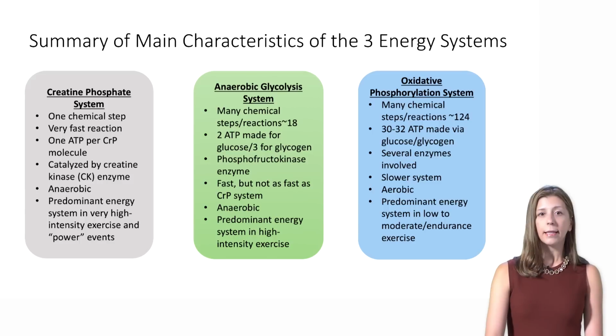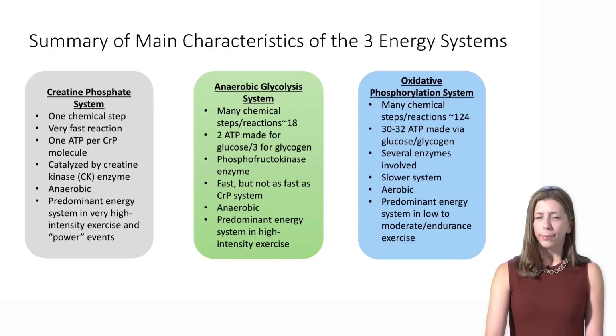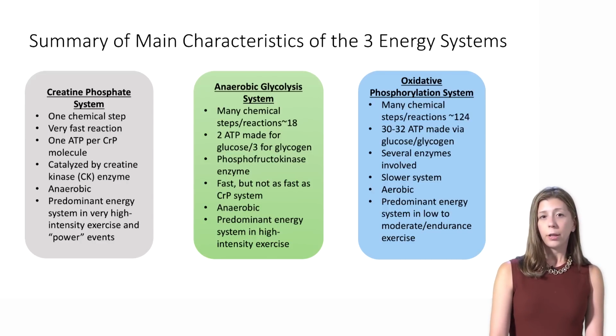Anaerobic glycolysis, unlike creatine phosphate, has many chemical steps and reactions. Your book says about 18, there could be even more than 18, but it's about 18. We make 2 ATP for every glucose molecule, or if you're utilizing glycogen and breaking that down, you'd be making 3. The enzyme involved in this series is phosphofructokinase. This is a pretty fast kind of energy system, but not as fast as creatine phosphate. It's anaerobic, no oxygen, and the predominant energy system in high intensity exercise.